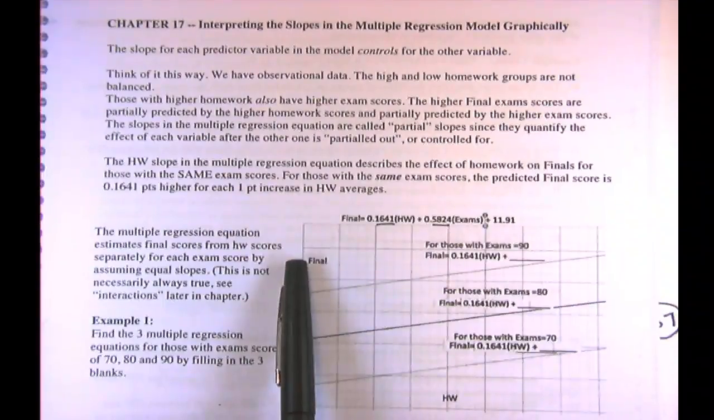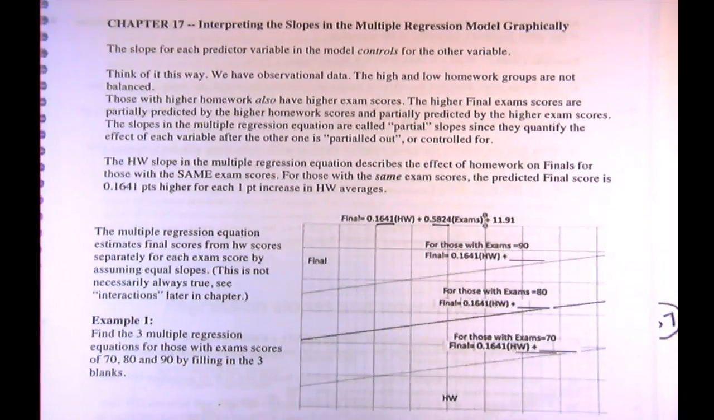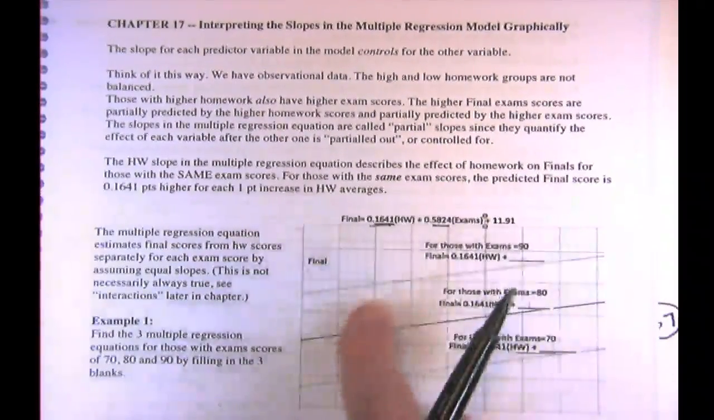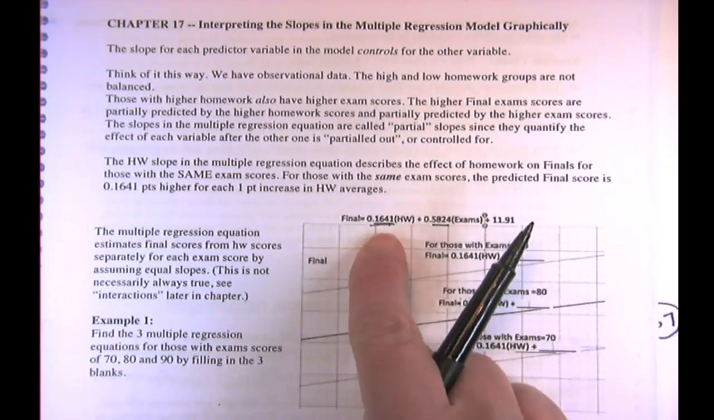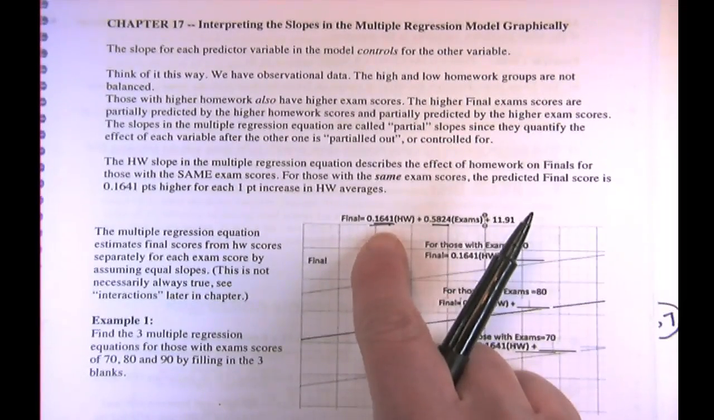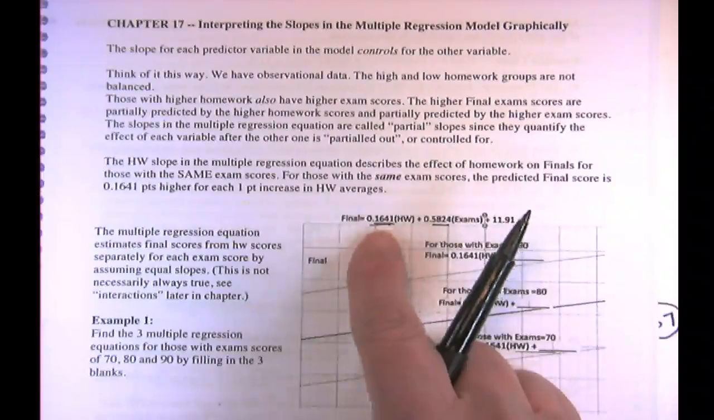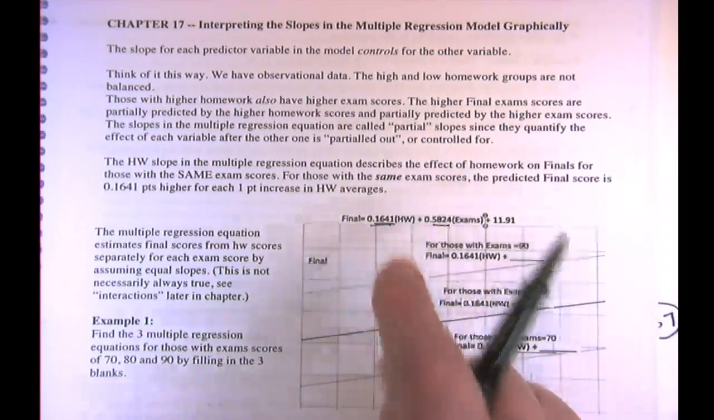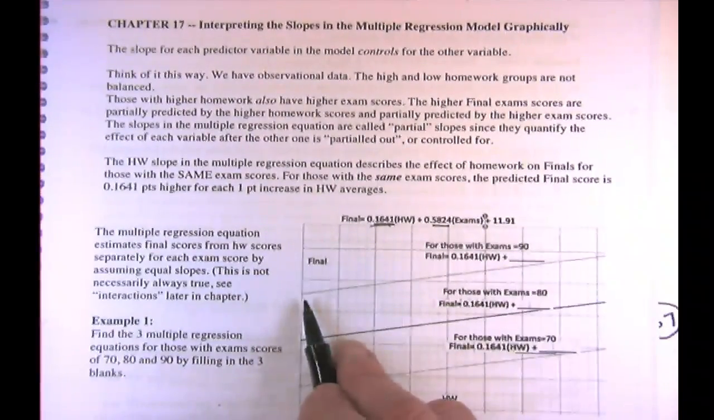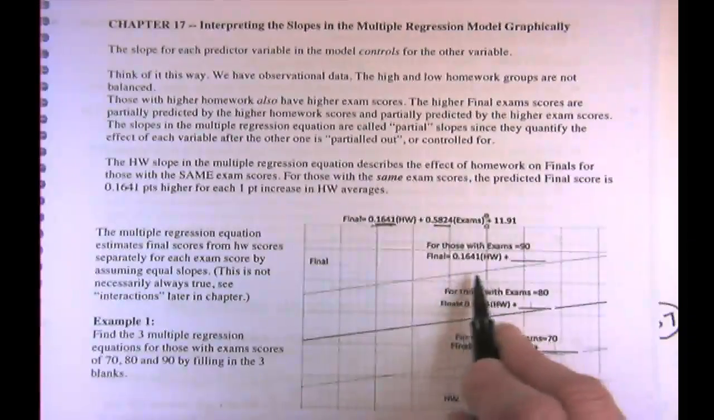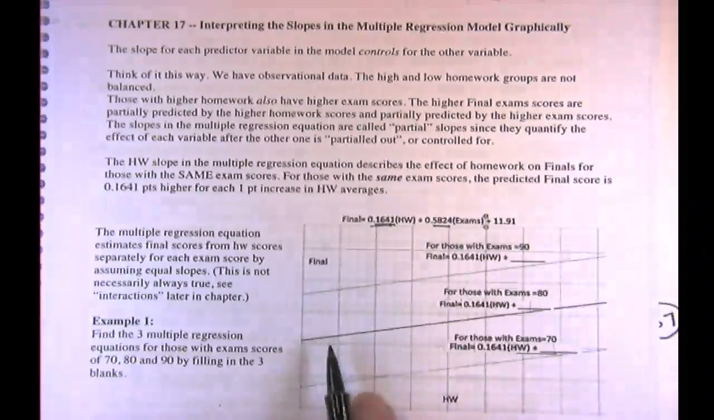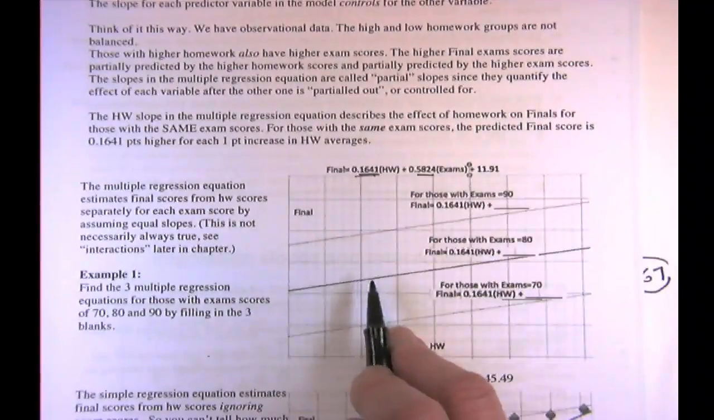In other words, these slopes, like this slope right here, describe the effect of homework for people with the same exams. Let's do an example.